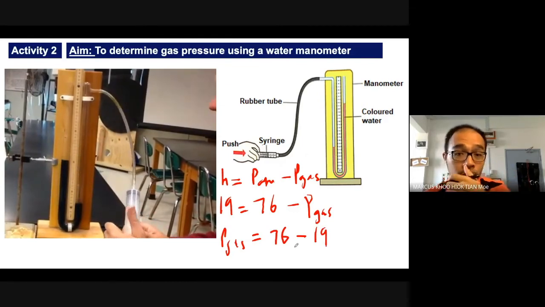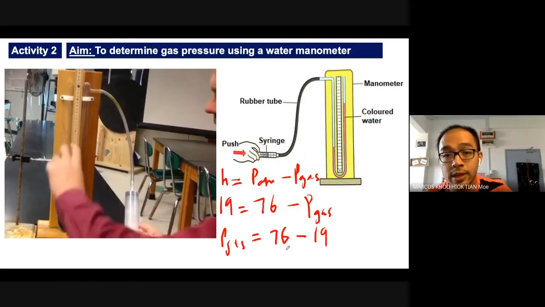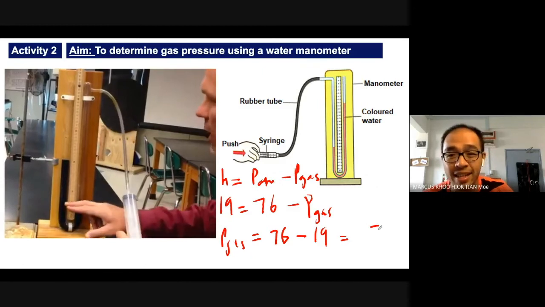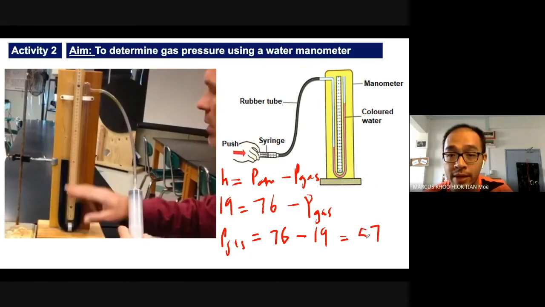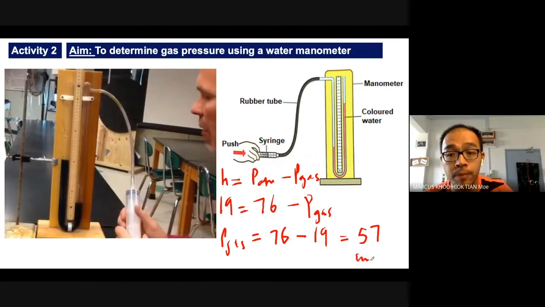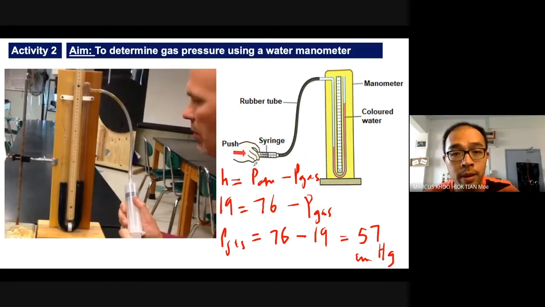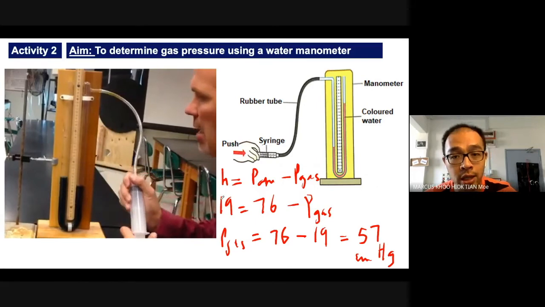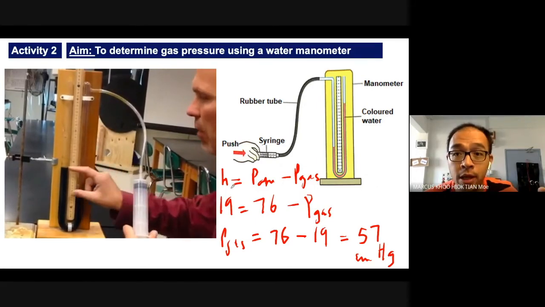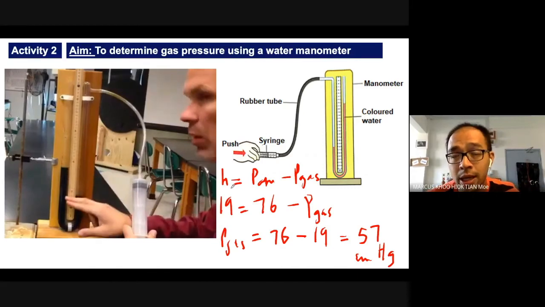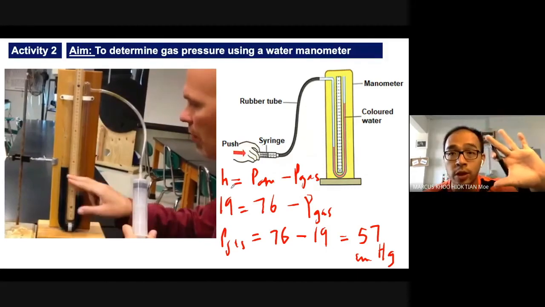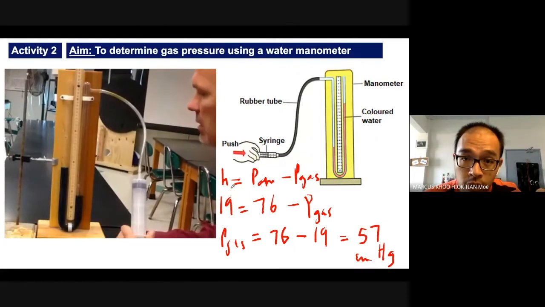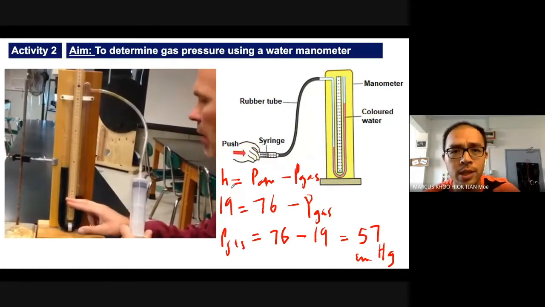When you do it the other side, you have to add. When you take it out, you have to subtract. So 76 minus 19 will give you 57 centimeter mercury. So remember, if you're using atmospheric pressure as centimeter mercury, then your gas pressure and your H will also be centimeter mercury. So this part of the calculation is quite simple because you're just using centimeter mercury. After that, you convert it into Pascal if you want, which I think is the next part.